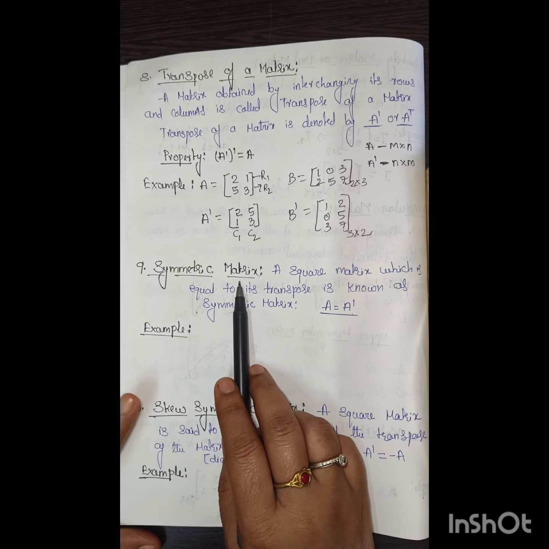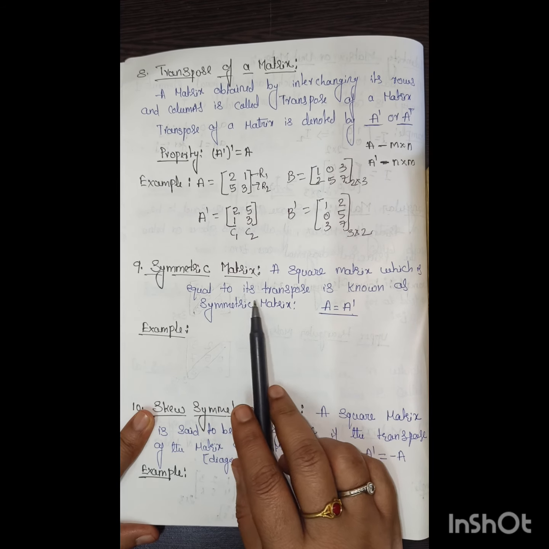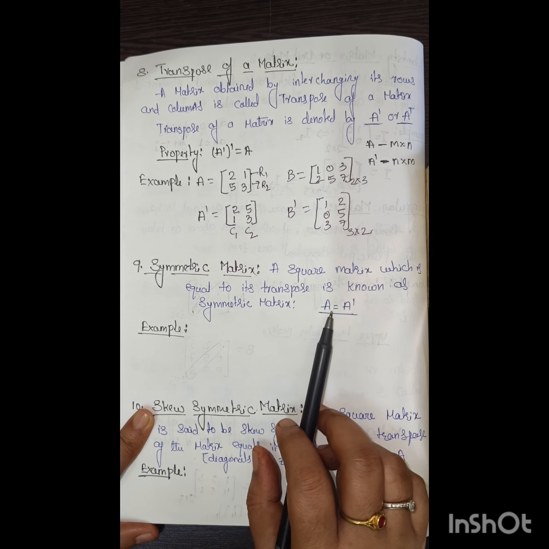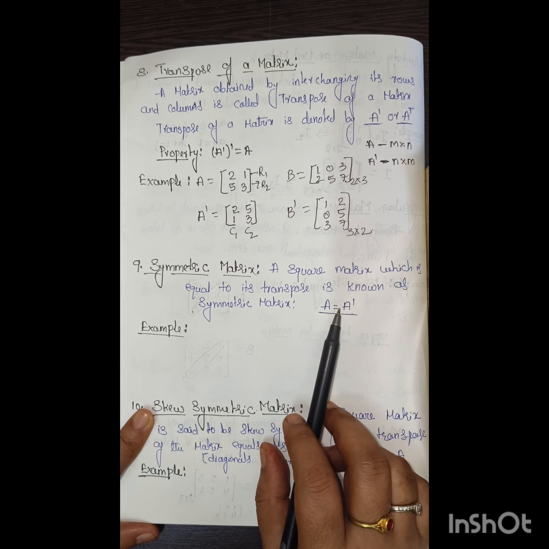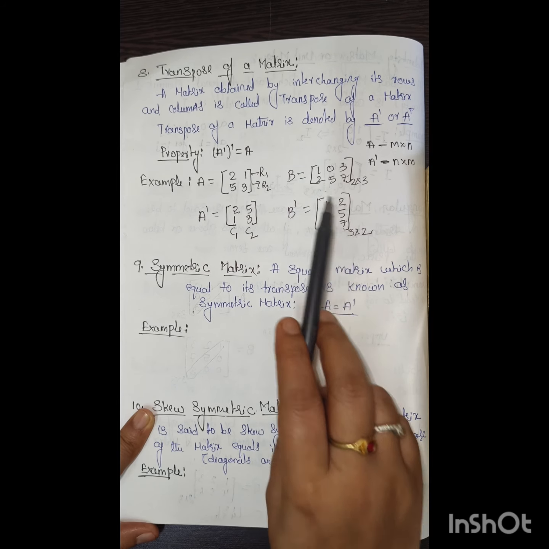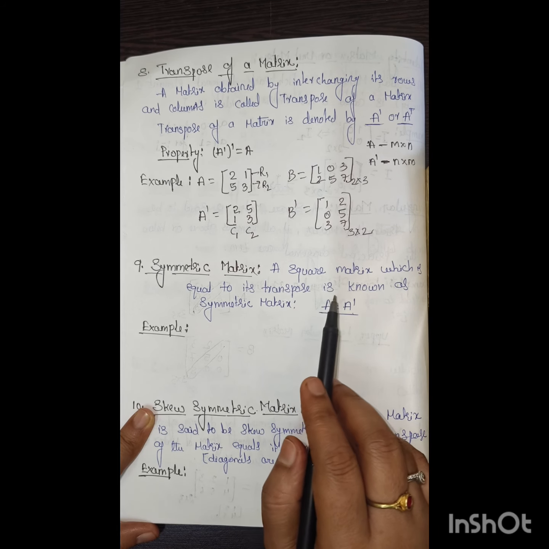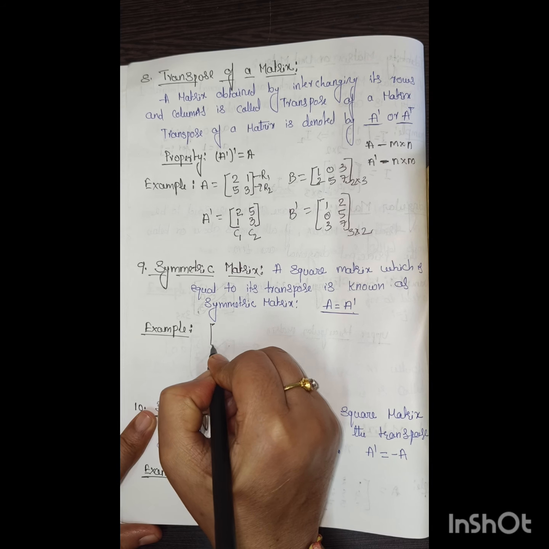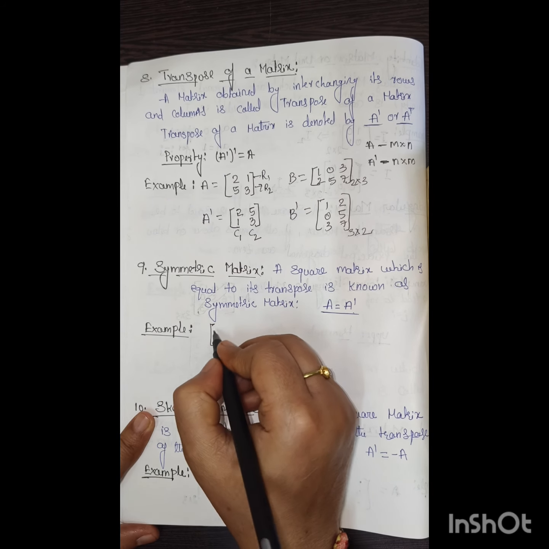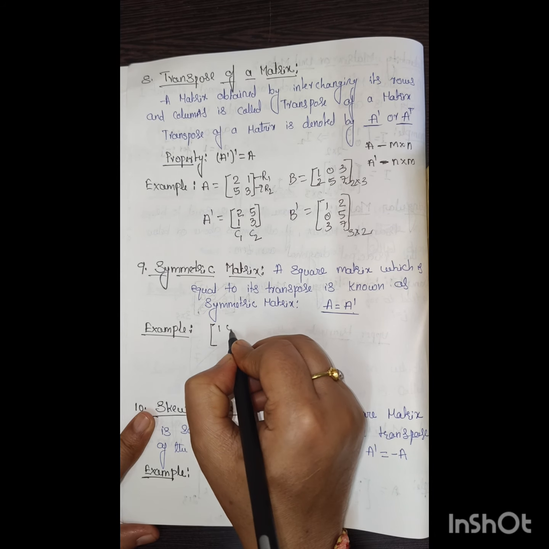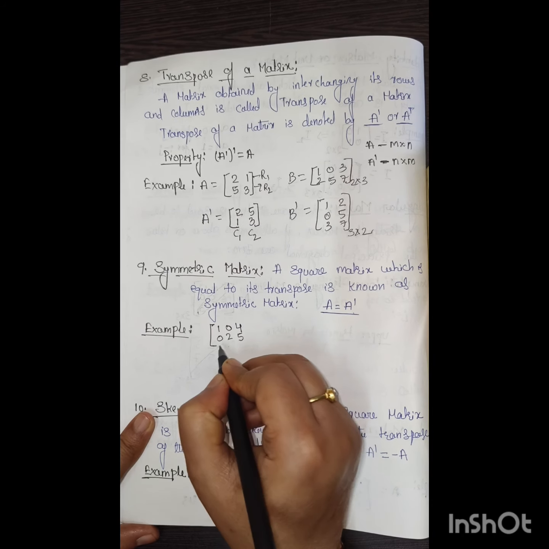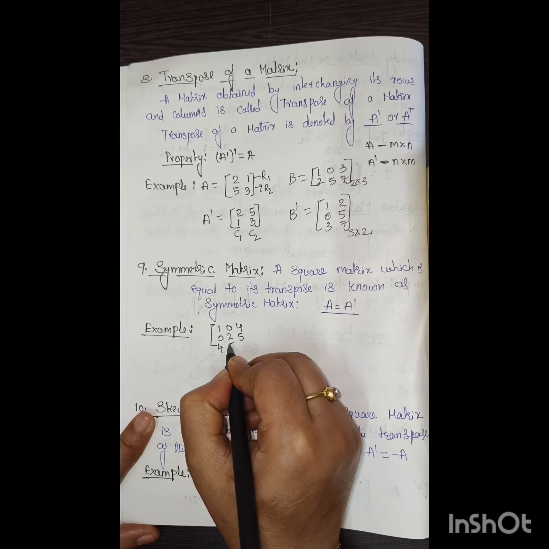Next is the symmetric matrix. A square matrix which is equal to its transpose is known as a symmetric matrix. If after a transpose it looks the same and has the same order, then it is called a symmetric matrix, and it should be a square matrix only. I will give an example here. 1, 0, 4, 0, 2, 5, 4, 5, 3.